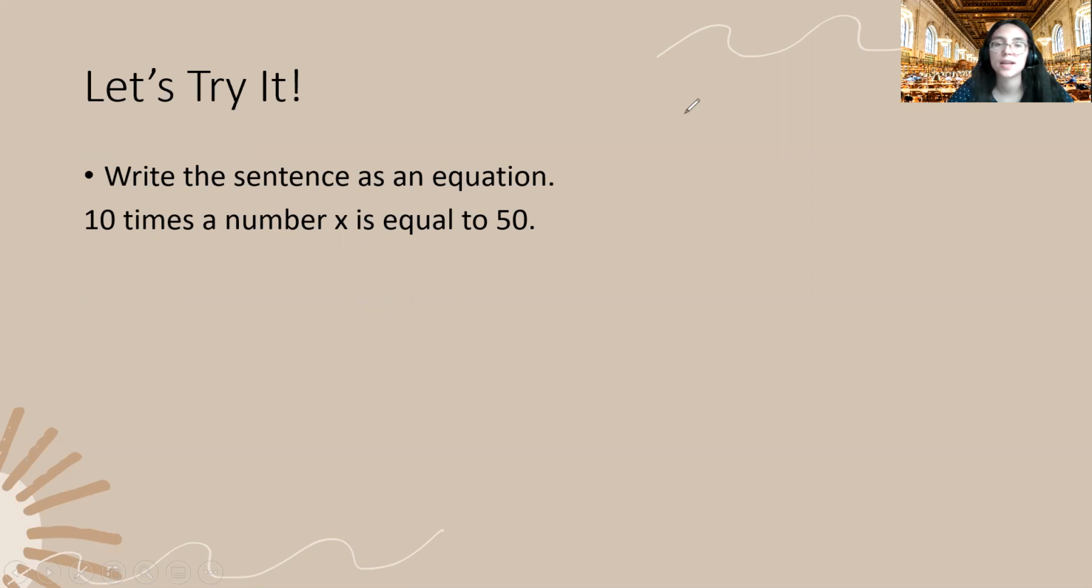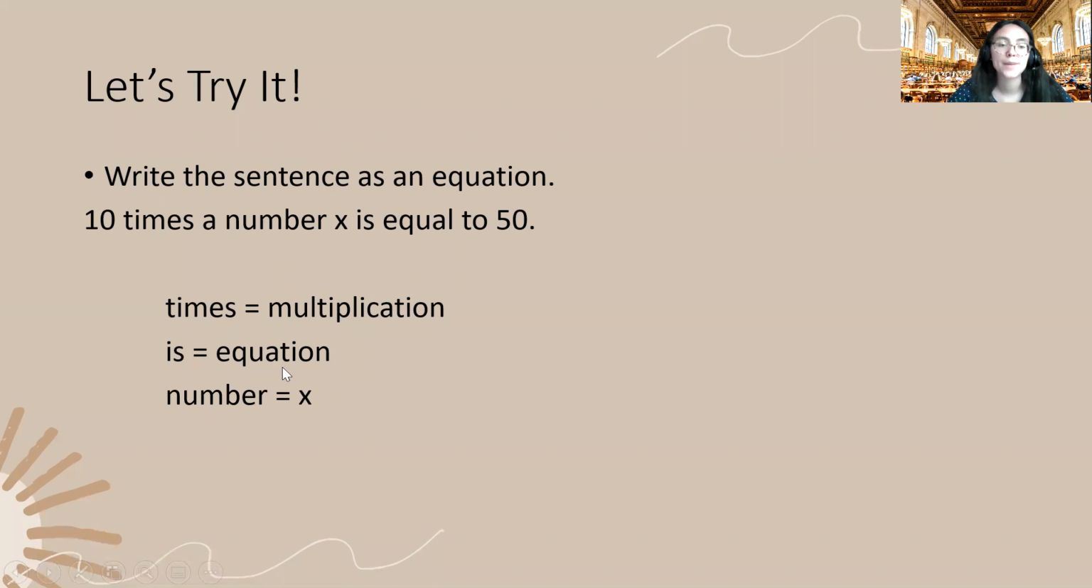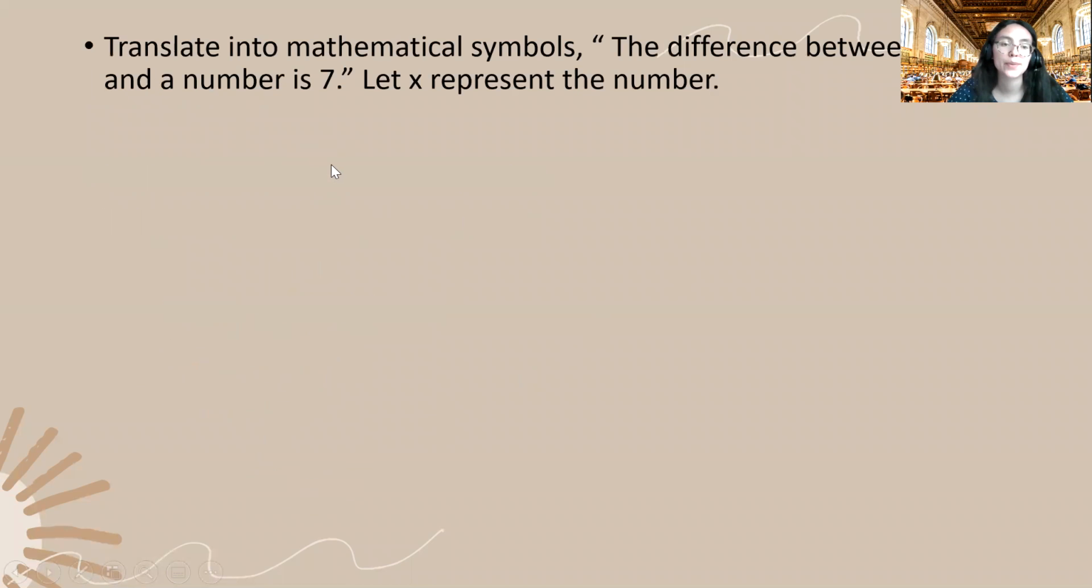So let's go ahead and break it down. Times tells me that it's multiplication. Is tells me that I'm going to have an equation, so I will have an equal sign. And a number, we're told, will be represented by the variable x. So this is how we would write it. We write 10 times a number x is equal to, we would write our equal sign, 50. Okay, it's pretty straightforward. Let's go ahead and move on to the next example.